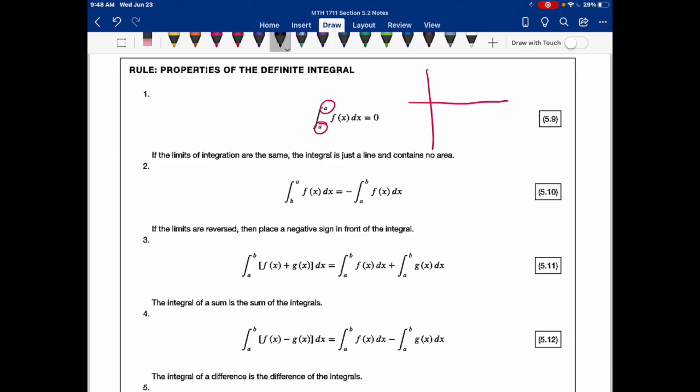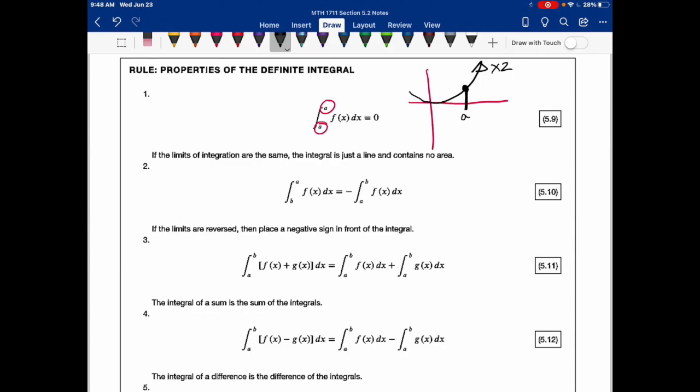So if I'm looking at a function, let's say the function is x squared. If I look at an area under the curve at just one point, from A to A, there's no area under that curve. It's just a line. The area from A to A would be 0.